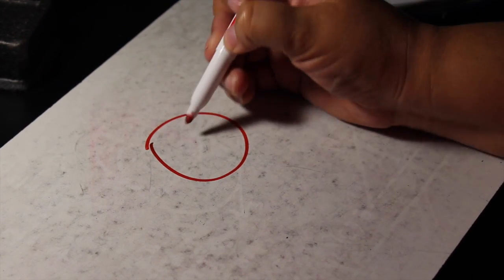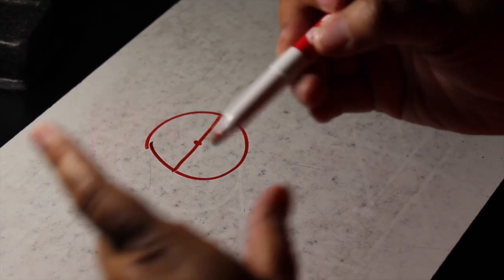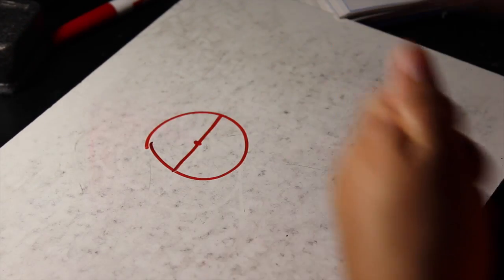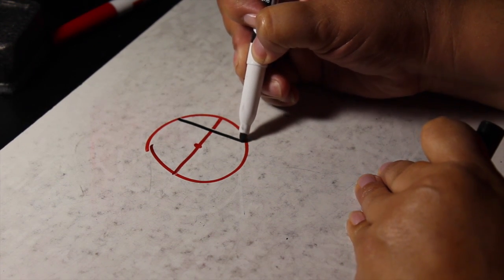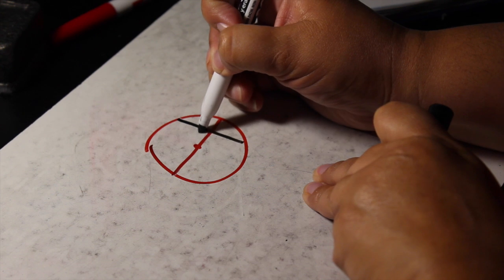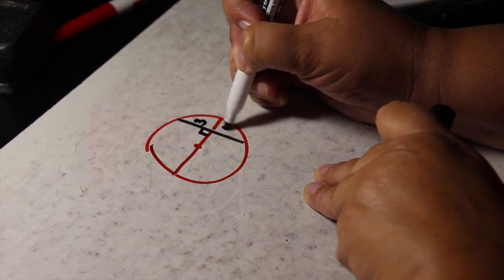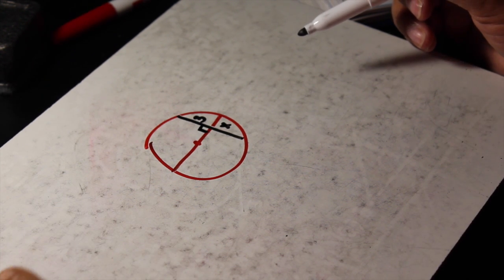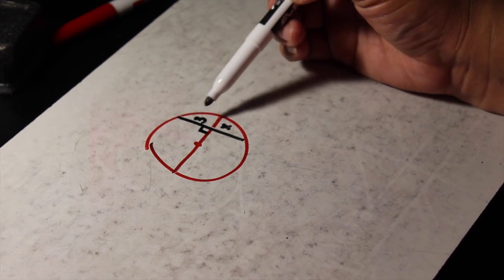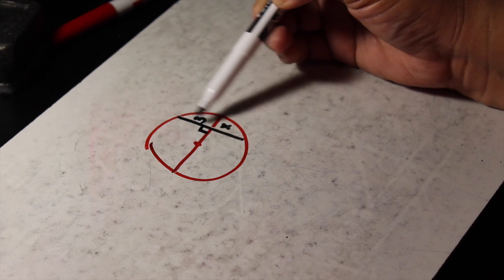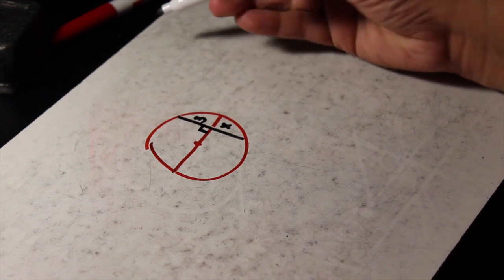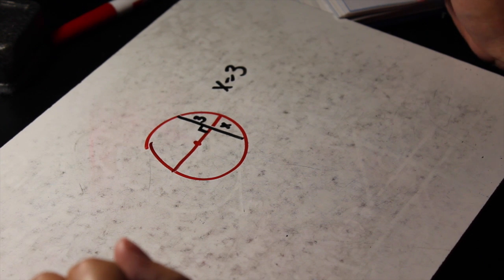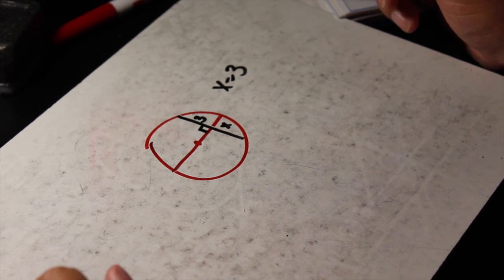Now let's take a look at the two examples. So here's the first example, and here's the center. There's a chord over here. Let's call this a right angle. This is 3, and this is x. Okay, so find the length of x. So based on theorem 43-1, because the diameter is perpendicular to this chord and it bisects the chord, x equals 3. Pretty easy, right?